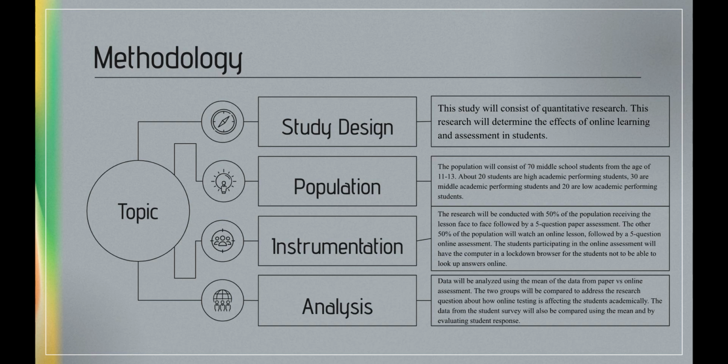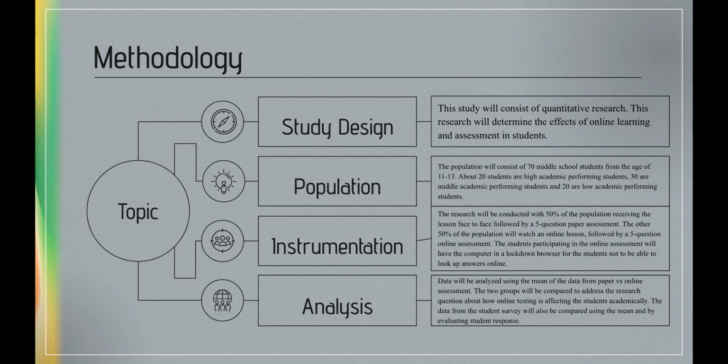My instrumentation, the research will be conducted with 50% of the population receiving a lesson face to face, followed by a 5 question assessment, and then the other 50% will watch an online lesson and will also get a 5 question online assessment. It will be randomized, the 50-50, and students that participate in online assessment will have the computer on a lockdown browser, so they cannot go into another tab and research or look for the answers.